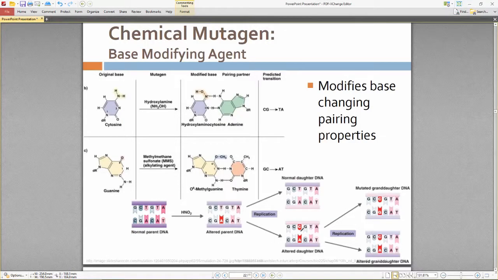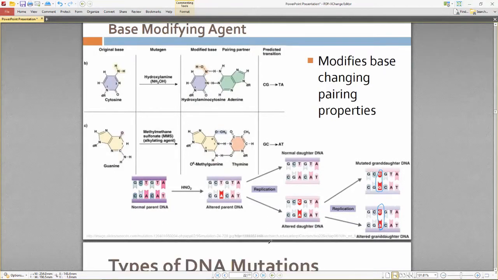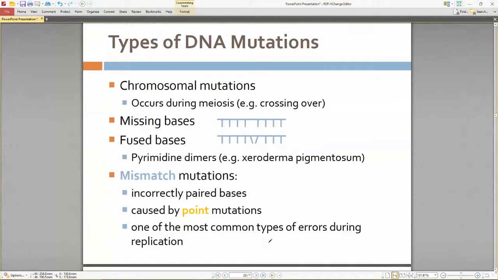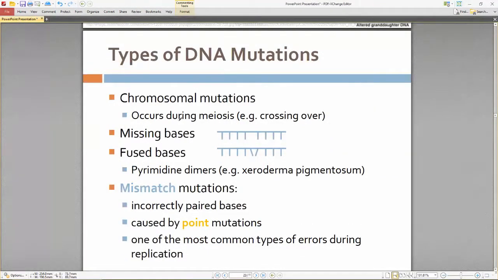When you take the top strand as the parent, you create normal daughter DNA. But when you take the bottom strand as the parent strand, adenine, which is normally supposed to pair with thymine, is going to pair with cytosine, and that's going to create mutated granddaughter DNA in further replication cycles. In this example over here, you have a base pair substitution again, and over here you still have this altered adenine base, which is going to create more mutated granddaughter DNAs down the line.